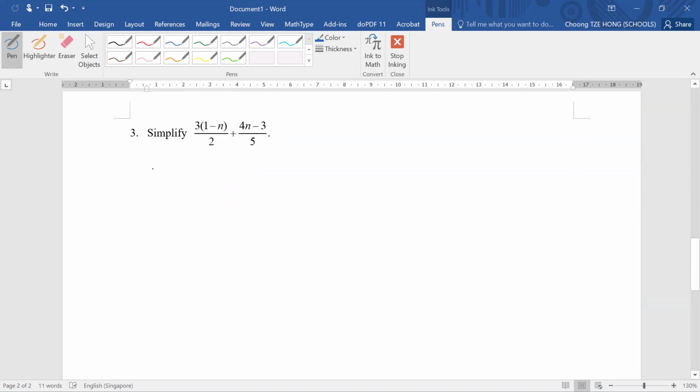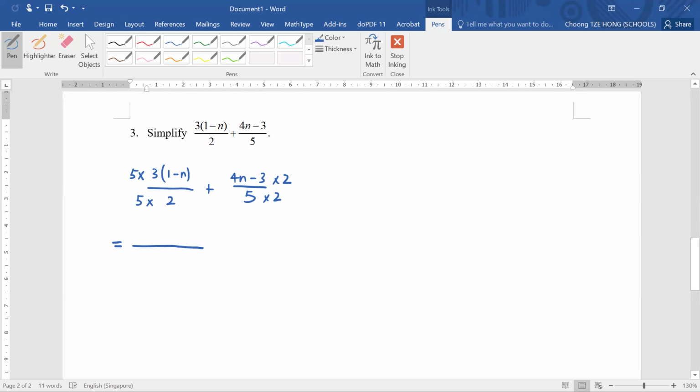Over here we have 3 times 1 minus n over 2 plus 4n minus 3 over 5. Now the denominators are 2 and 5, so the LCM will be 10. So this one will multiply by 5, this one will multiply by 5, this one multiply by 2, multiply by 2. For this term on the left, when you take 5 times 3 bracket 1 minus n, always remember that you only need to multiply to the number outside. You don't multiply to a number outside and also multiply to the term inside.